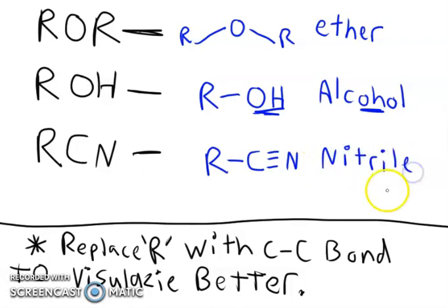And I did add a note down here, so if you're really struggling with what it could be, you can replace R with a carbon-carbon bond to visualize it better. So that's kind of what I was doing over here. Just picture bonds in between your oxygen and your letter R, or just pretend that they're carbon-carbon bonds, because remember, they can be anything. So hopefully these examples have helped you. This is probably what you would see.